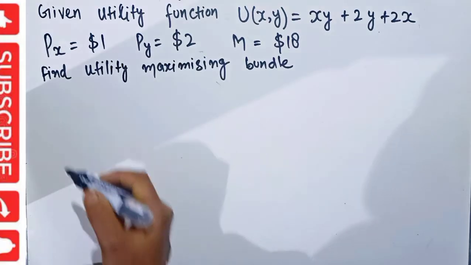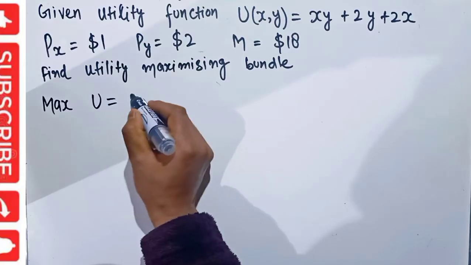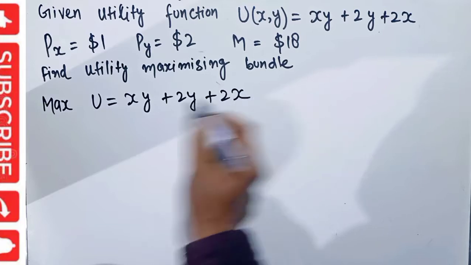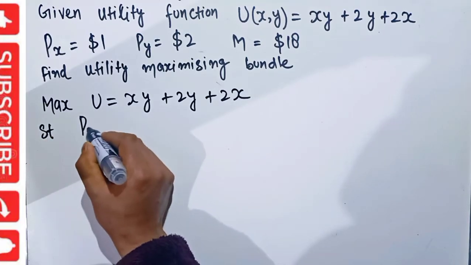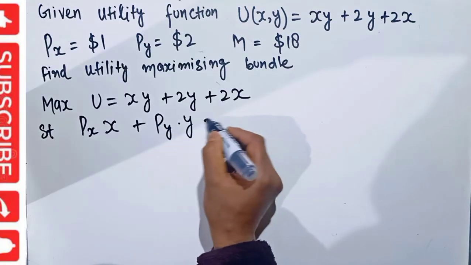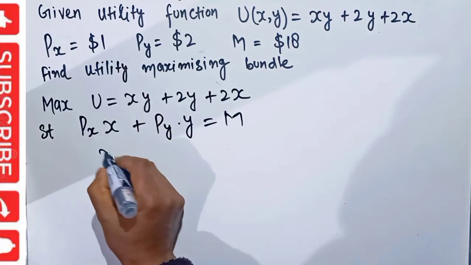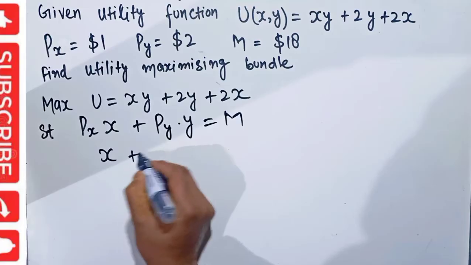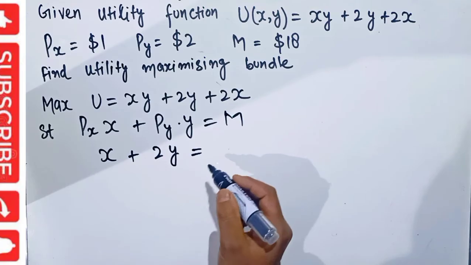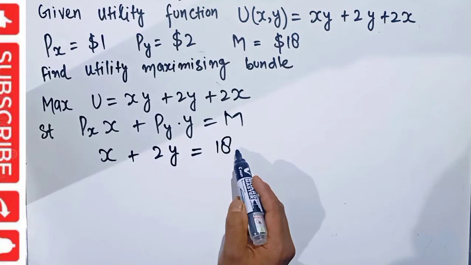Okay, so what we want to do, we want to maximize the given utility u is equal to xy plus 2y plus 2x subject to the budget constraint, that is price of good x times units of good x plus price of good y times units of good y should be equal to the income of the consumer. Price of good x is $1, so we can write x into 1 is x plus price of good y is 2, so in place of py we have 2y should be equal to the income of the consumer, which is $18. We want to maximize this utility function subject to this budget constraint.